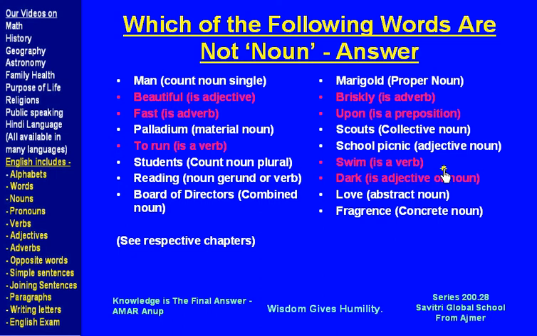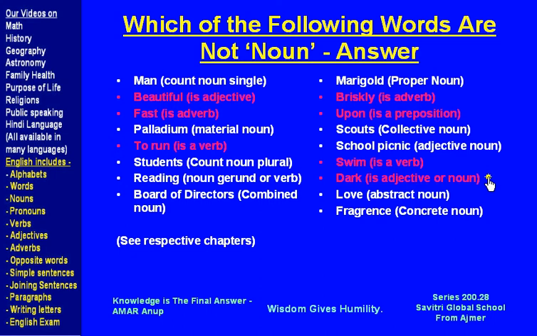Next word is swim. Again, to swim is a verb, so it is not a noun. But if we say swimming, then we can either use it as a verb or a noun, as we saw in the example reading here.